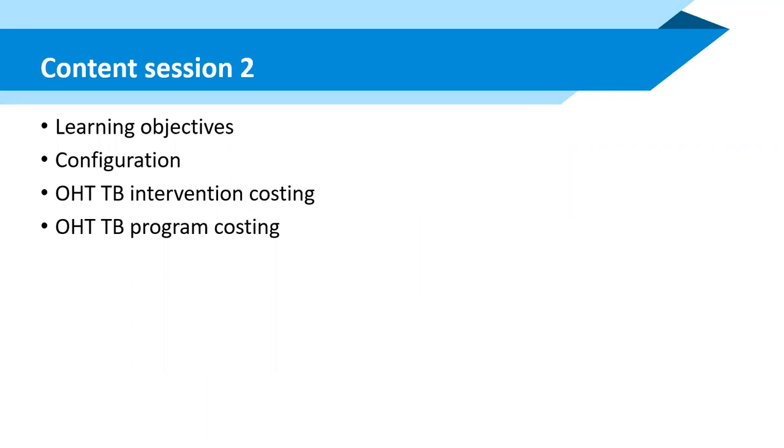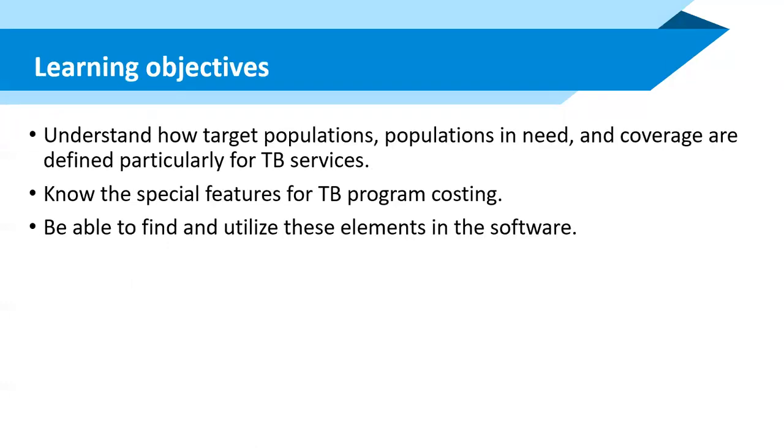The content of this session 2 includes the learning objectives, followed by some discussion of configuration options, and discussion of the particularities of the OneHealth tool for TB intervention costing and program costing. After this session, we expect that users should understand how target populations, populations in need, and coverage are defined for TB services, know the special features that have been set up for TB program costing, and be able to find and utilize these elements in the software.